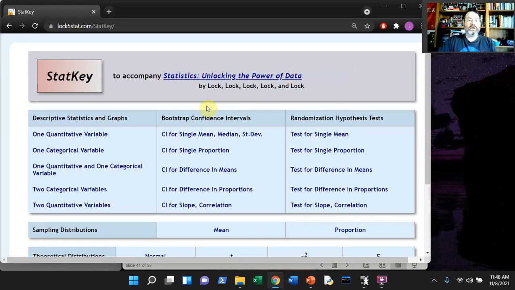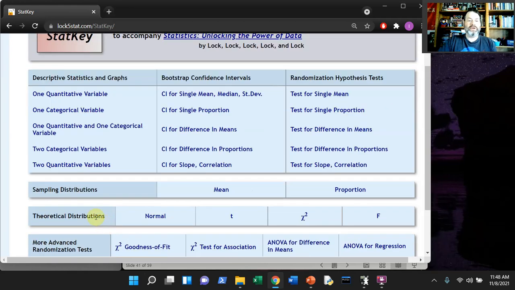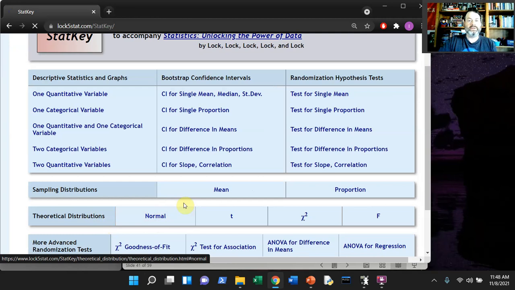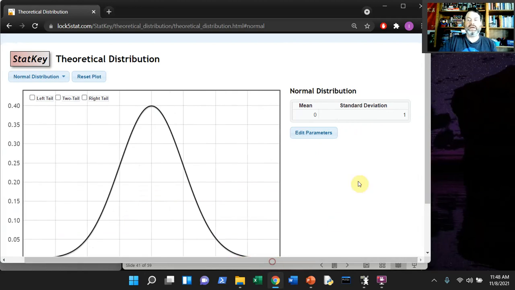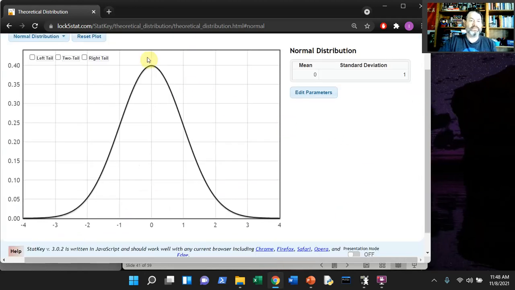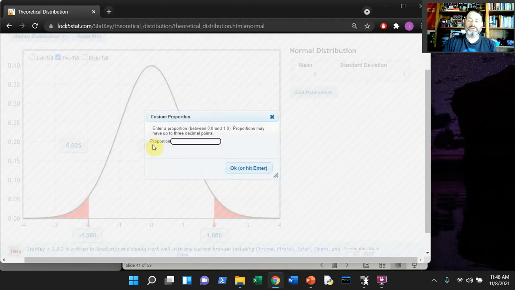All right. So again, I'm going here to theoretical distributions, normal. That's the same place we went in section 5.1. And as you can see, the default setting here is mean of 0, standard deviation 1, which is what we want. We're doing confidence intervals, so clearly we're doing two-tail. And then all you have to do is change this number. So the first one we're doing is 0.96.